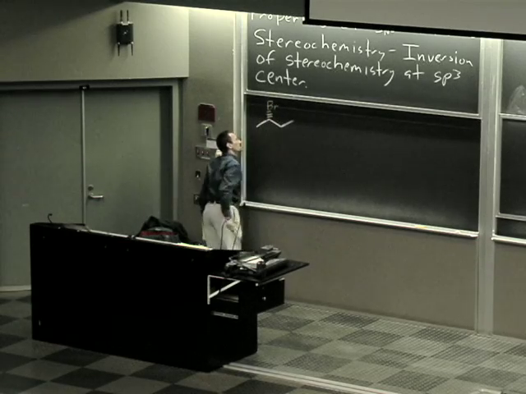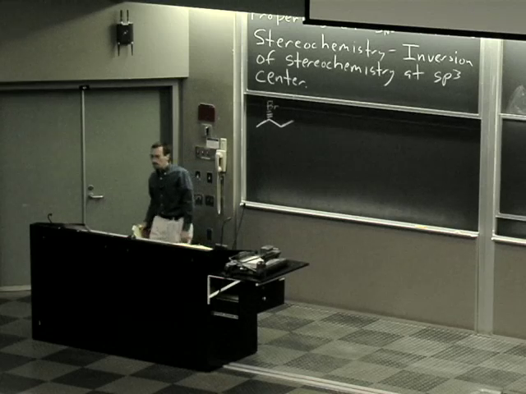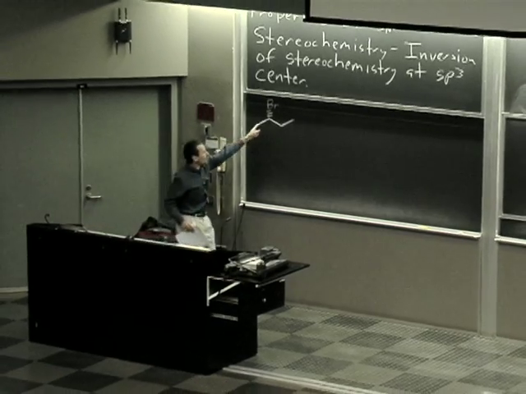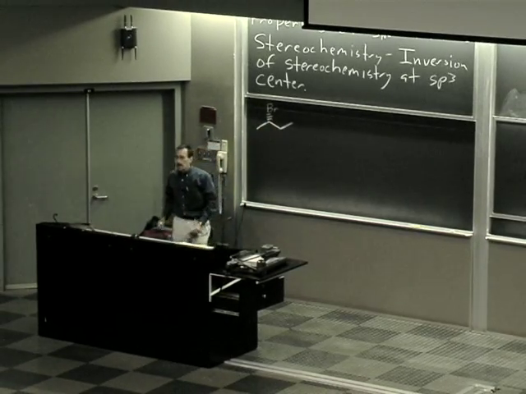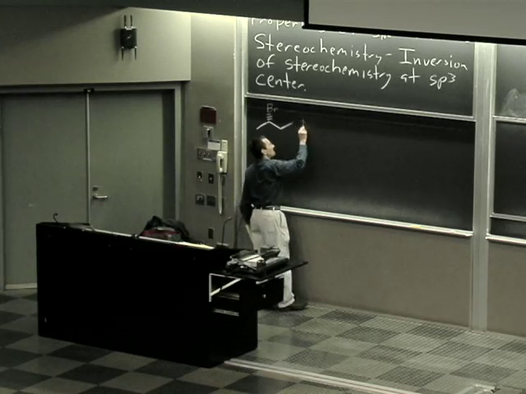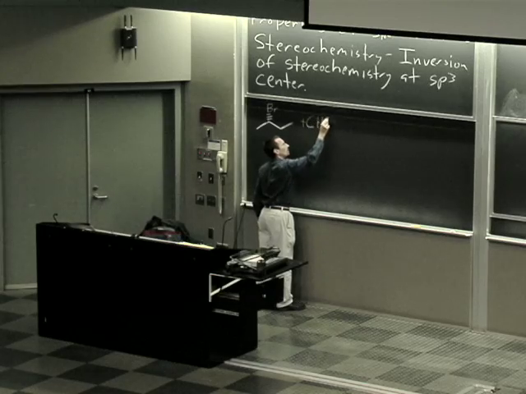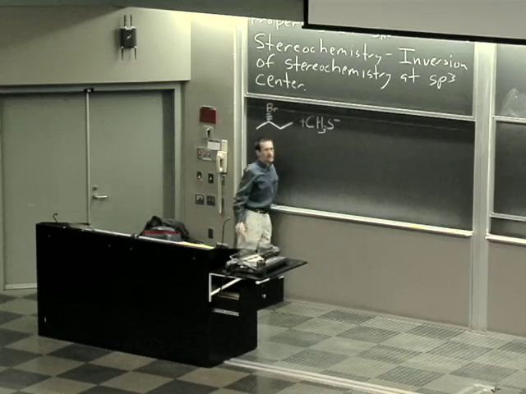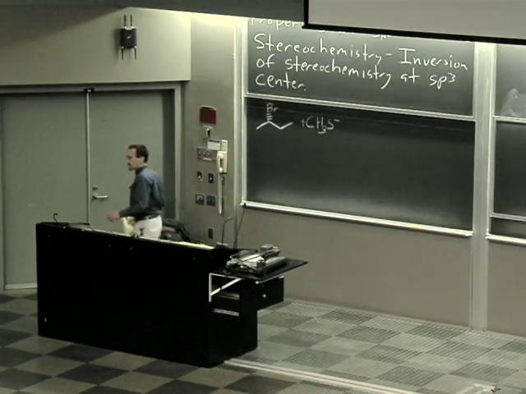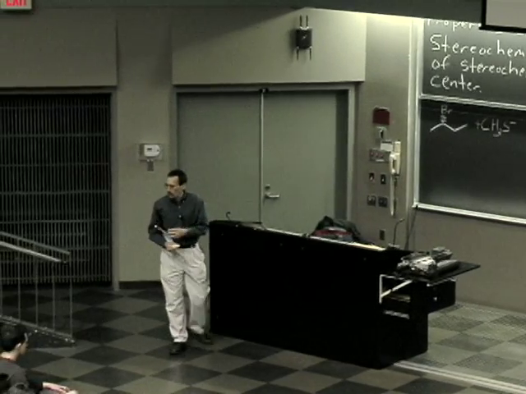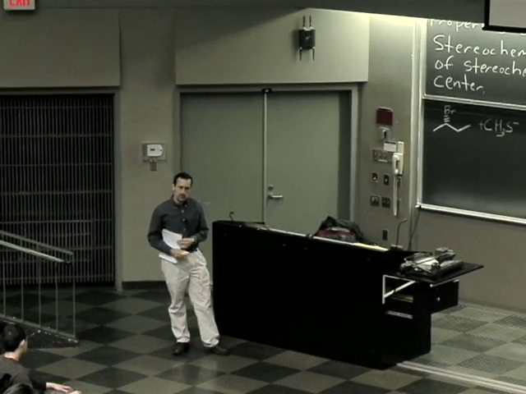And the importance in this example is not going to be so much whether our center is R or S, but rather that the bromine is pointing back into the blackboard. And we're going to treat this with a nucleophile. We're going to use methane thiolate, CH3S-. In general, sulfur-based nucleophiles are very good nucleophiles. They participate very effectively in SN2 reactions.